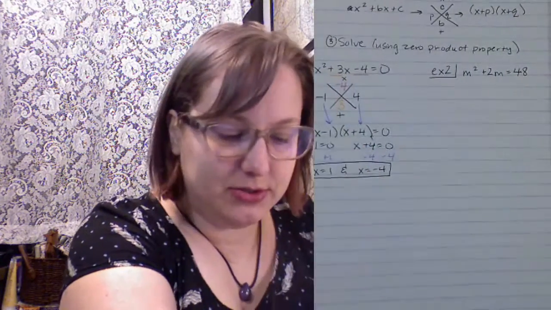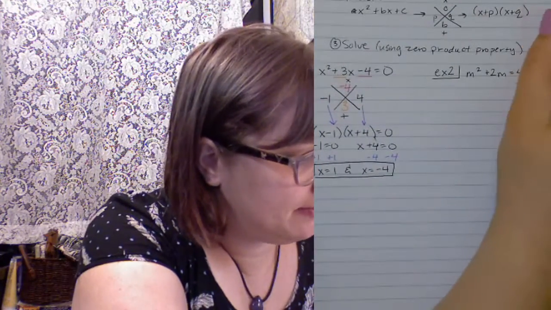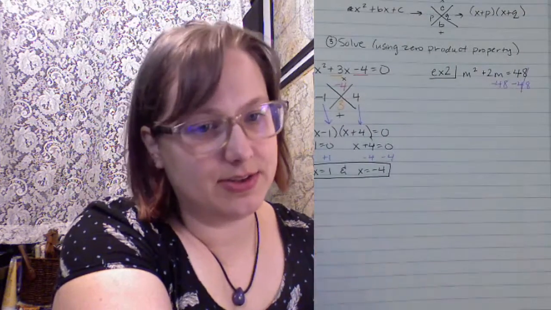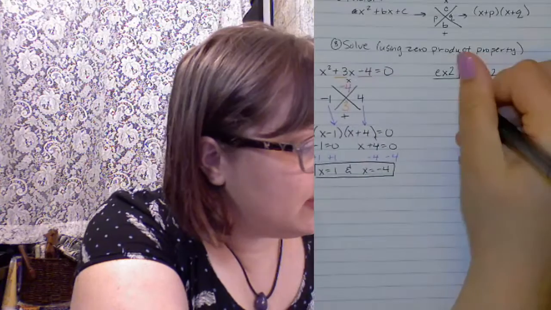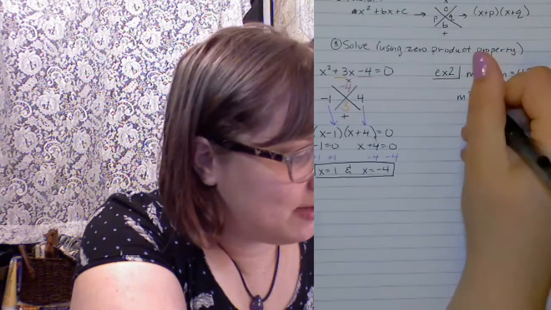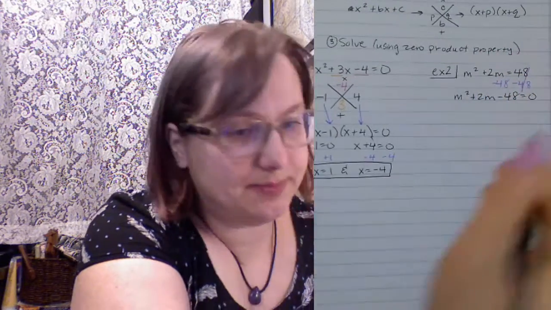So I'm going to do my first step, which is to move everything to one side. I'm just going to put the 48 over on the left side because there's more stuff on the left than there is on the right. So I have m squared. I can't put these together because they're different. So I just have m squared plus 2m minus 48 equals 0.